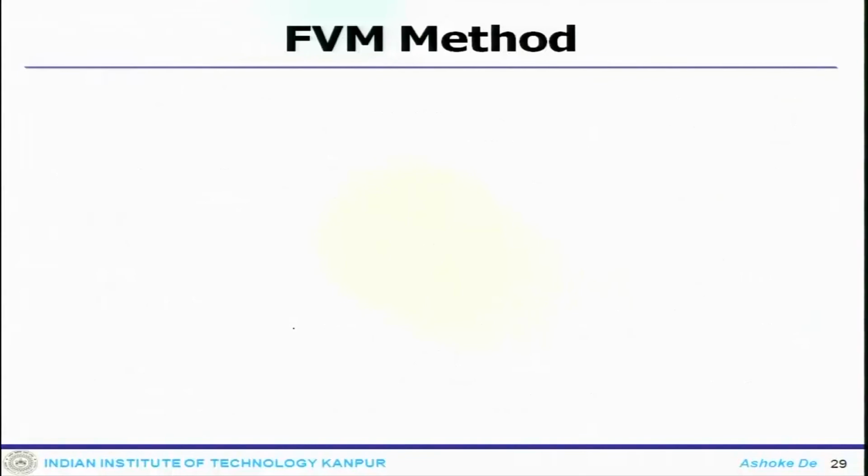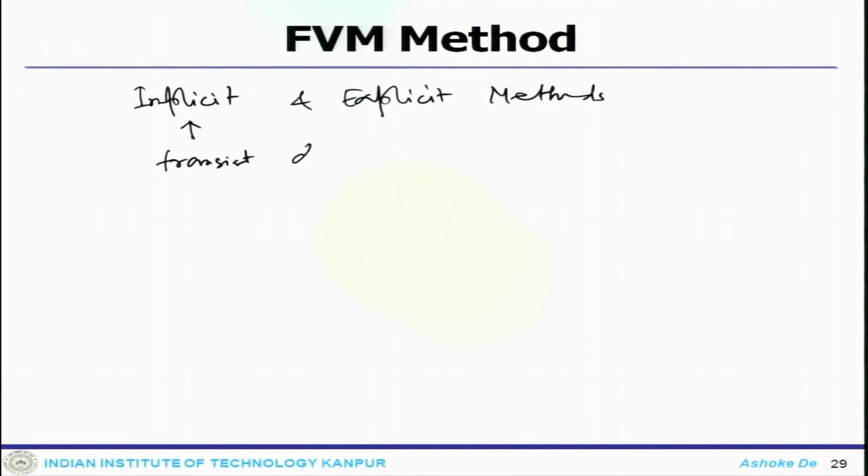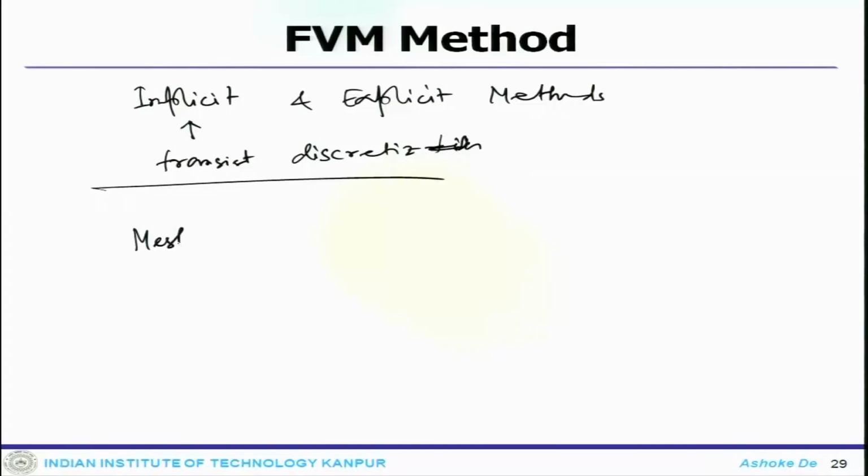Now, apart from that, you have the implicit and explicit methods, this already we have declared. So, this is essentially associated with the transient discretization. Okay. So, the solution algorithm, the transient algorithm will have that dependency. Now, inherently what is important here is the mesh support, okay, and that we will discuss in the next lecture.